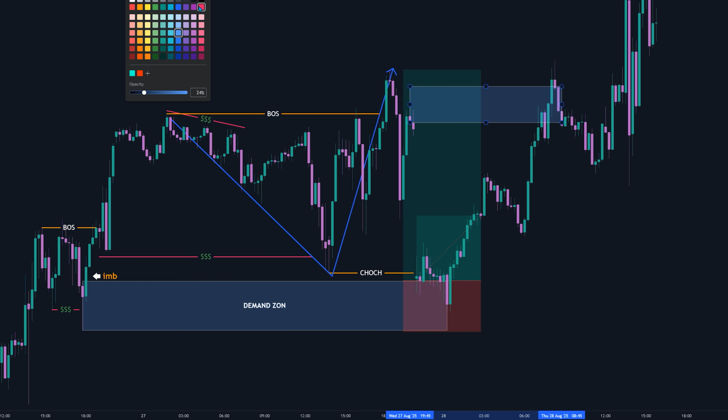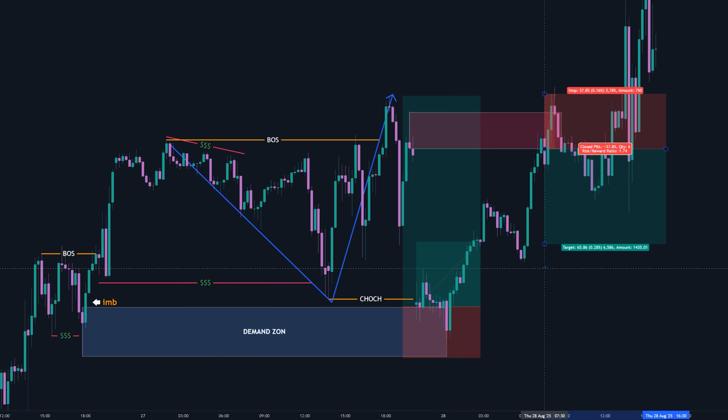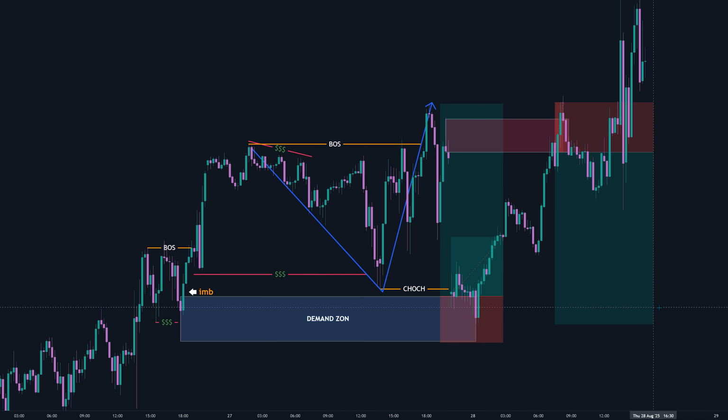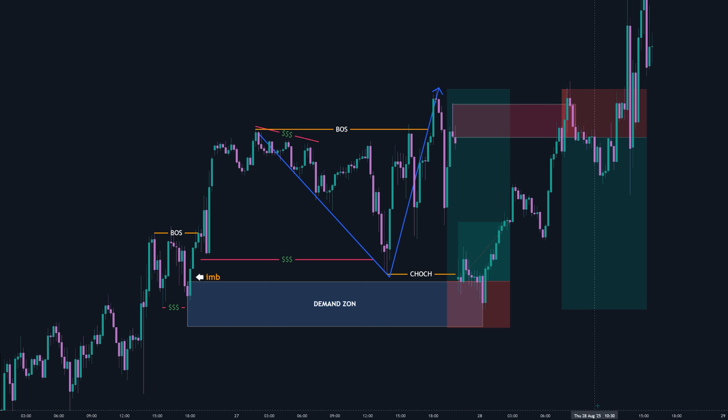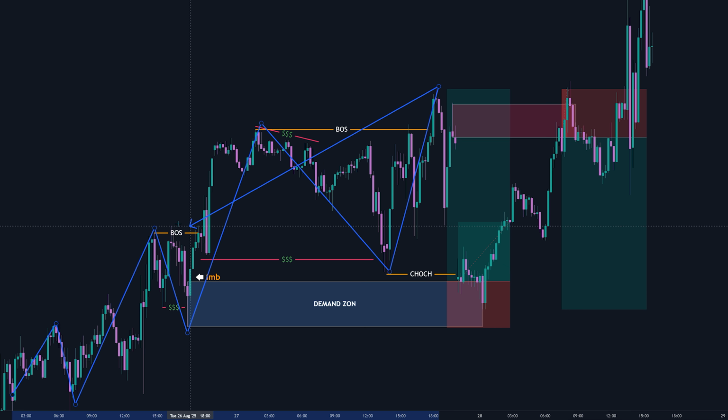They mark a supply zone, place a stop loss above it, and aim for targets at the lower levels. But what usually happens? The market takes out their stop loss and they end up in a losing trade. Why does this happen? Because they didn't draw the market structure correctly. The truth is, the overall trend is still bullish. Yes, the price broke a low and tricked traders into thinking it was a change of character.